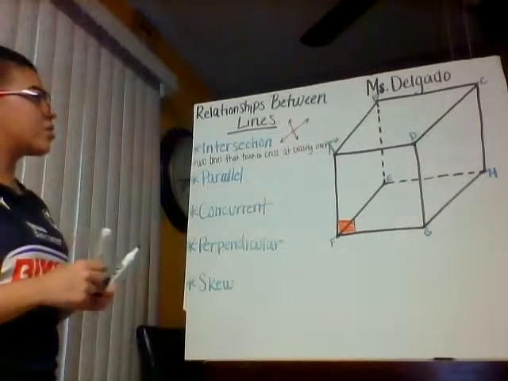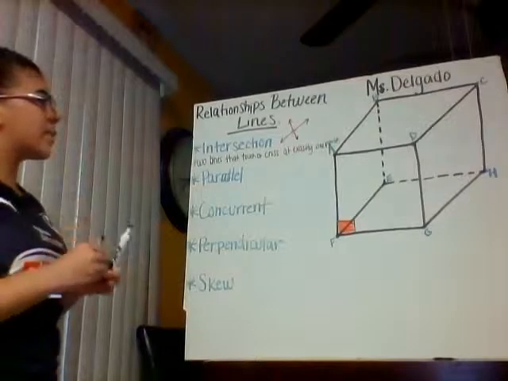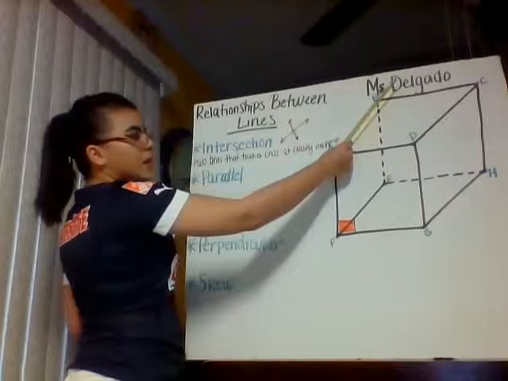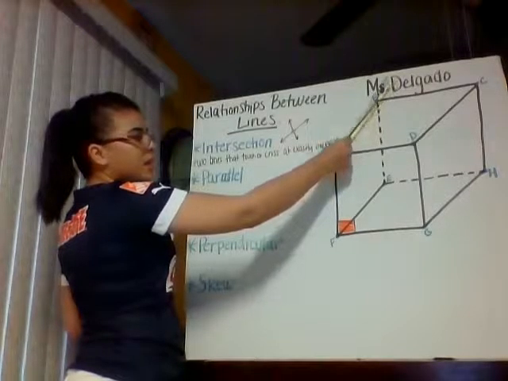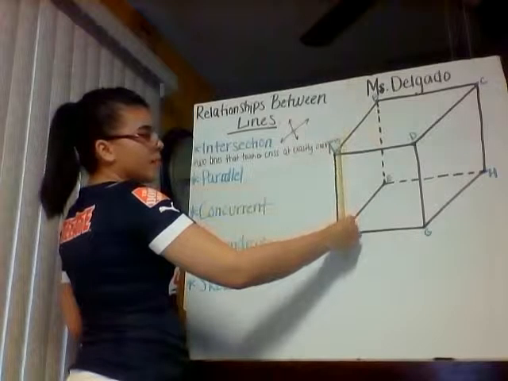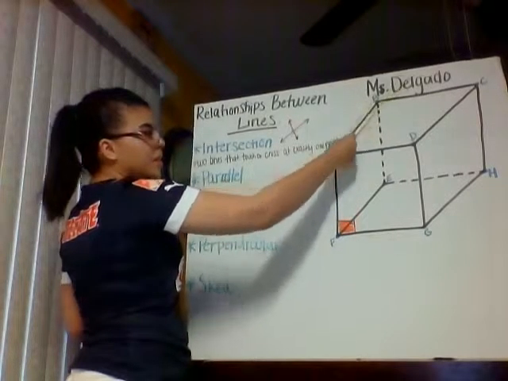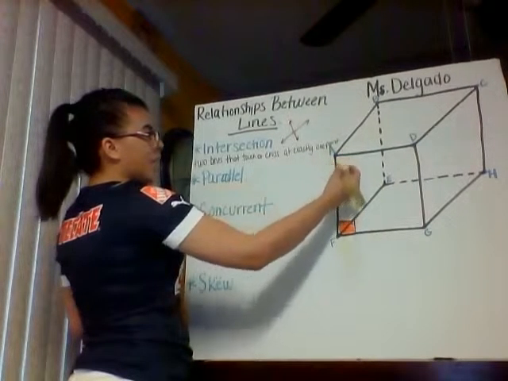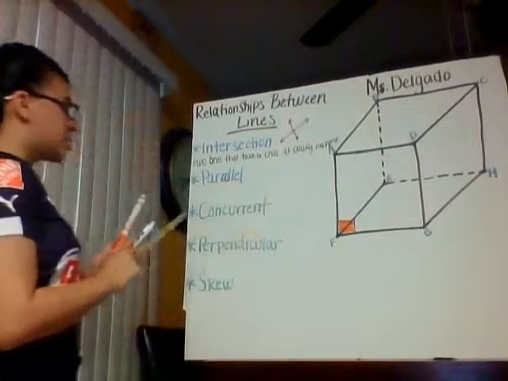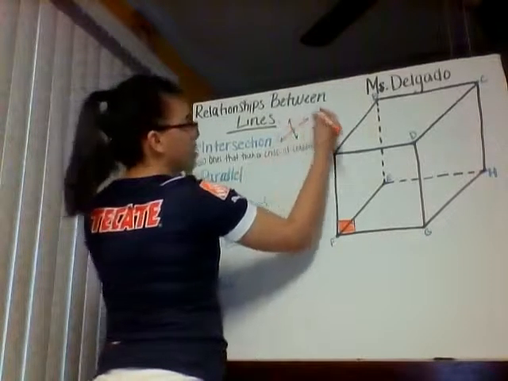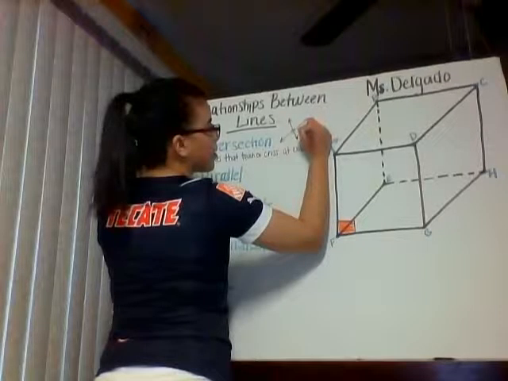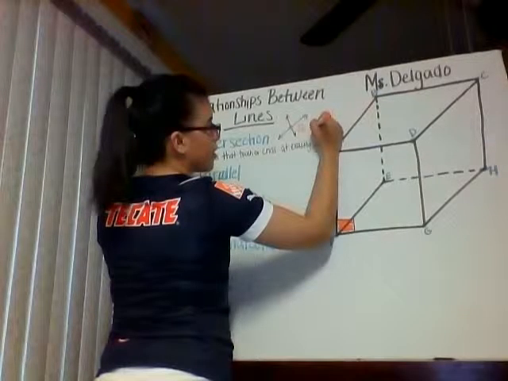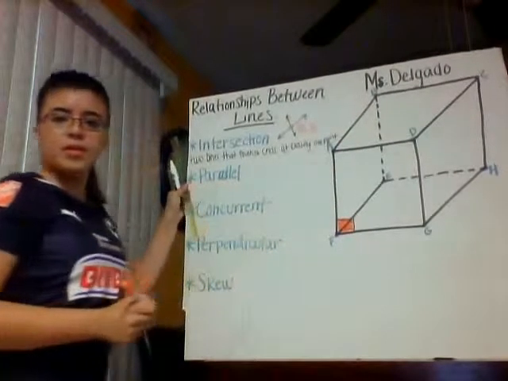An example of that on our diagram would be, for example, A and B. What line is that intersecting with? Any other line? It can be AB and AF. AB and AF intersect at one given point. So let's go ahead and write an example. It would be an example of AB and AF. Okay?